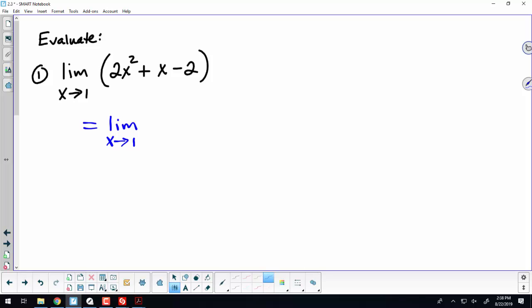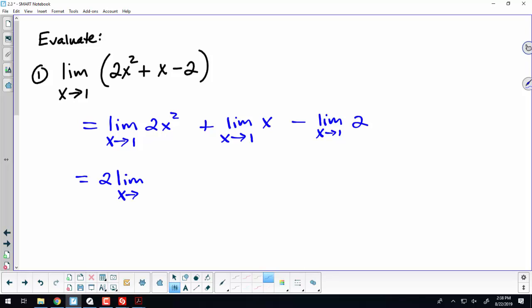So rewriting this, we're first going to distribute that limit across the sums and differences. The last two terms are basically boiled down as far as they can be boiled down. This first one here, we still have to deal with the constant multiple and the power. So just one more step here, we're going to pull the constant out: 2 multiplied by the limit as x approaches 1 of x squared.